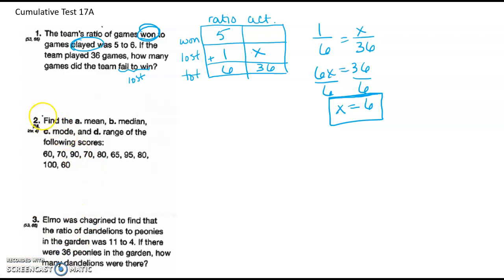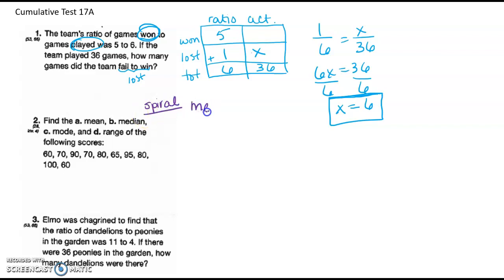And number 2. So number 2 is important because a lot of times kids will ask me what the mean, median, mode, and range are, and I won't be able to answer that question. You probably want to put this in the back of your spiral. So if you put this in your spiral, you can use your spiral on your test.